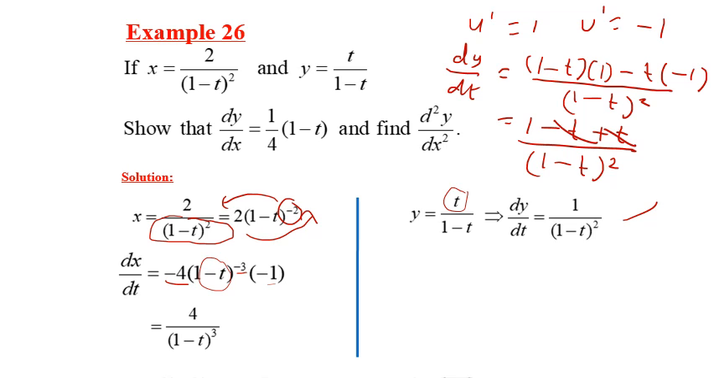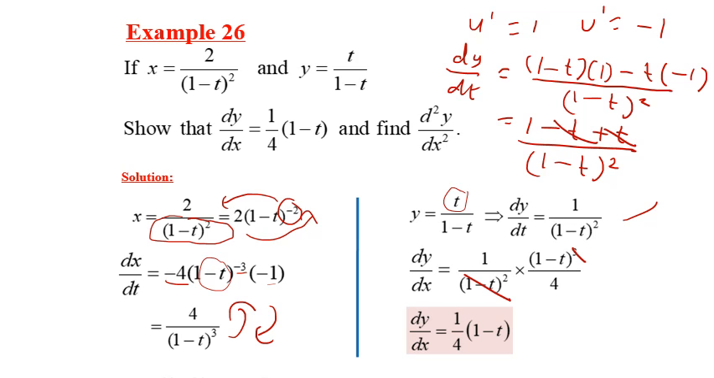Right. So after we got dy/dt, we apply the chain rule to find dy/dx. So dy/dt is 1 over 1 minus t squared, and then dt/dx. Remember dt/dx, we just switch places, so 1 minus t to the power of 3 will be on the numerator and 4 in the denominator. With that we can cancel out below here, and then we got 1 over 4, 1 minus t. They factor out 1 over 4 outside, so 1 over 4, 1 minus t as shown.